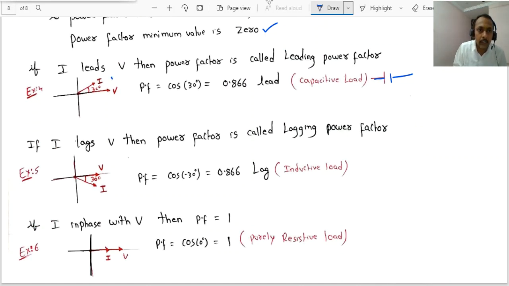I is rotated in which direction? Anti-clockwise. Here I is rotated in which direction? Clockwise. In this direction, what is the angle? Minus 30 degrees. In both cases you will get 0.866 only. But you should use the word lead: 0.866 lead. Power factor is leading.